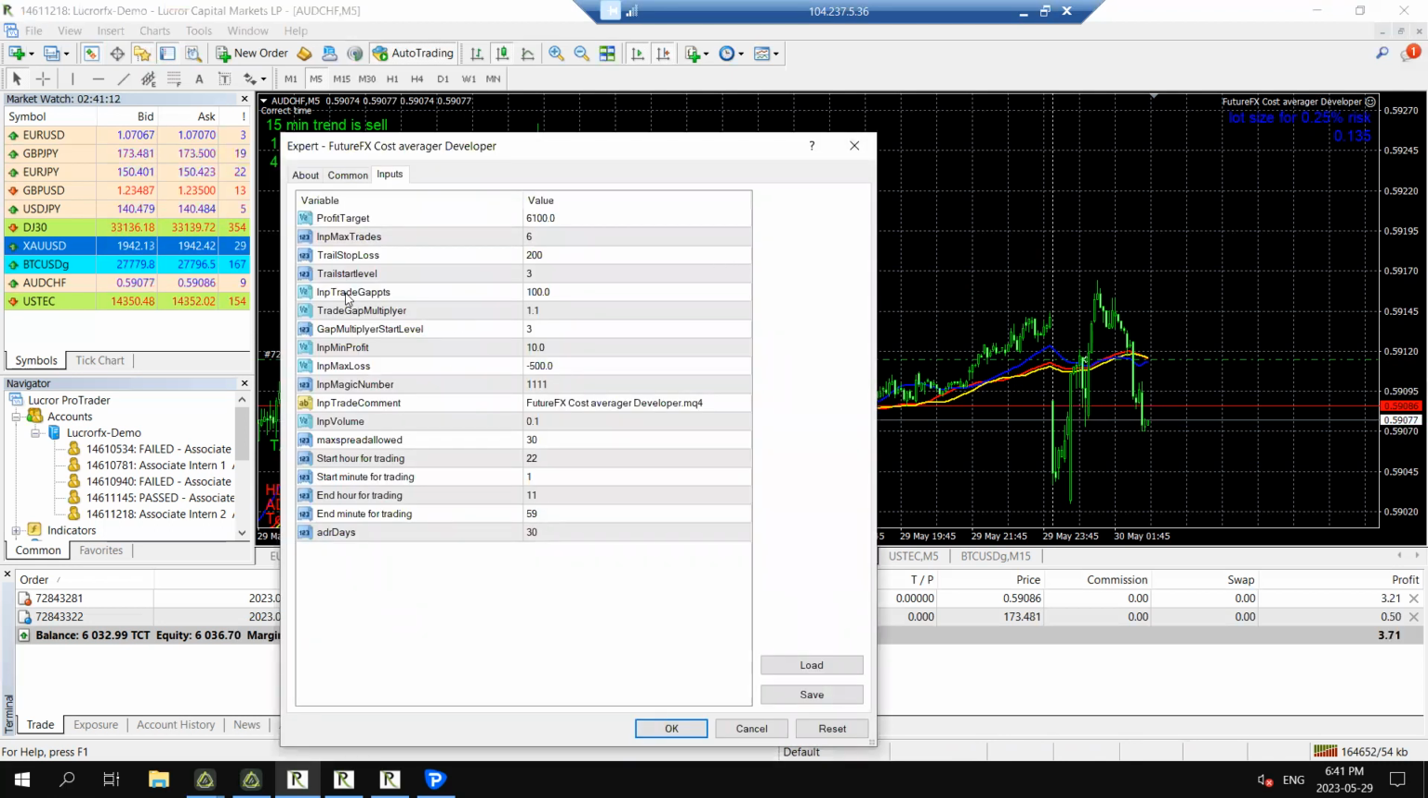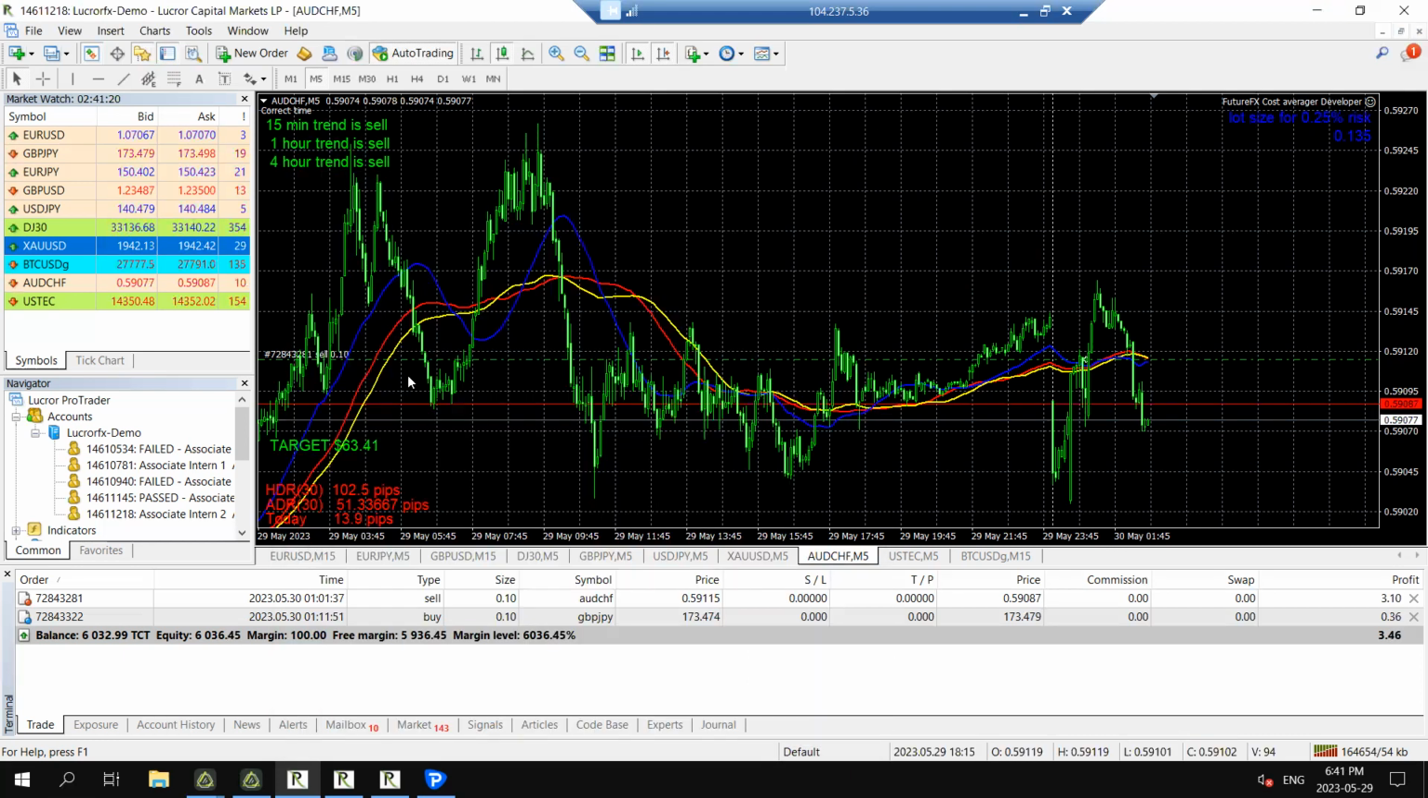I'm only using an input trade gap of 100 points. I'm doing 100, probably could use less than that as well. So that little bit of a calculation there can give you a very good idea of the sort of trade gap you should be using.